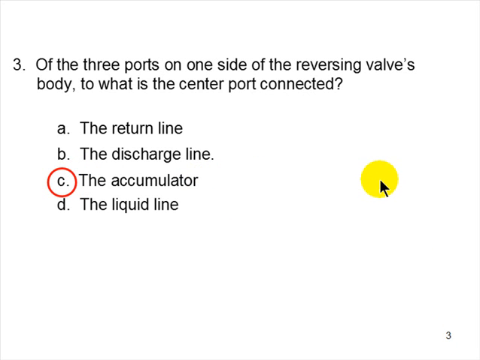Some manufacturers don't use accumulators, at least they don't supply them from the factory. You may have a situation where you have to add one, but they don't come from the factory that way. But if they do, and most of the manufacturers have accumulators, then you're going to hook this up to the accumulator. The true suction line is going to be between the accumulator and the compressor. It's not the return line. The return line is the line that comes back from the coil.